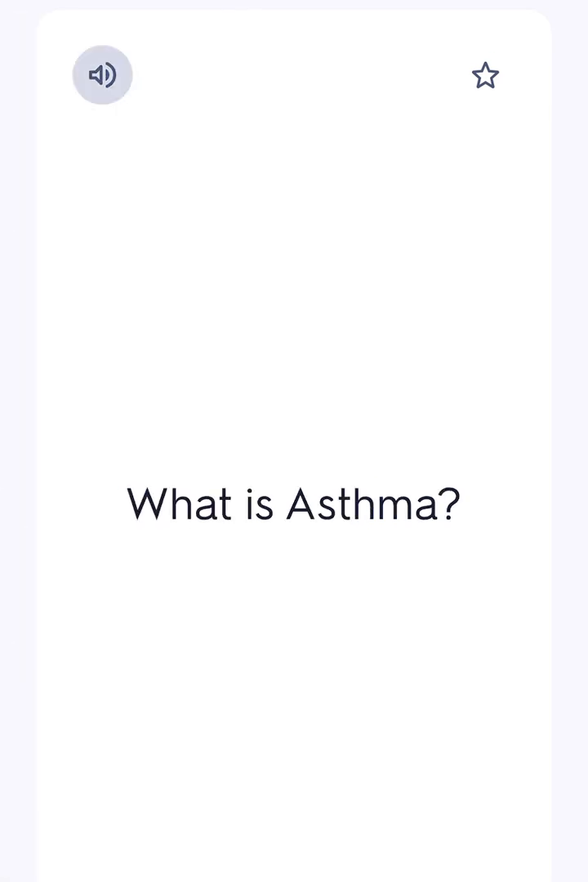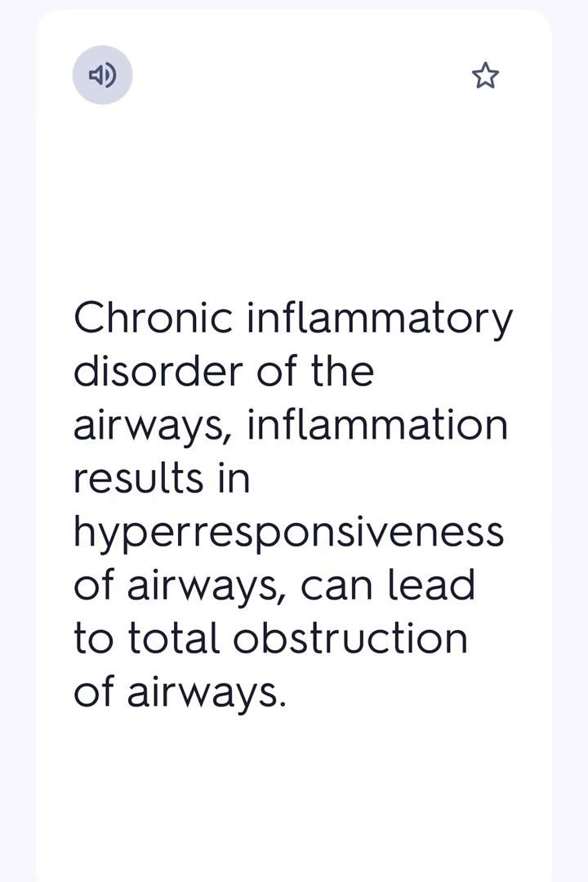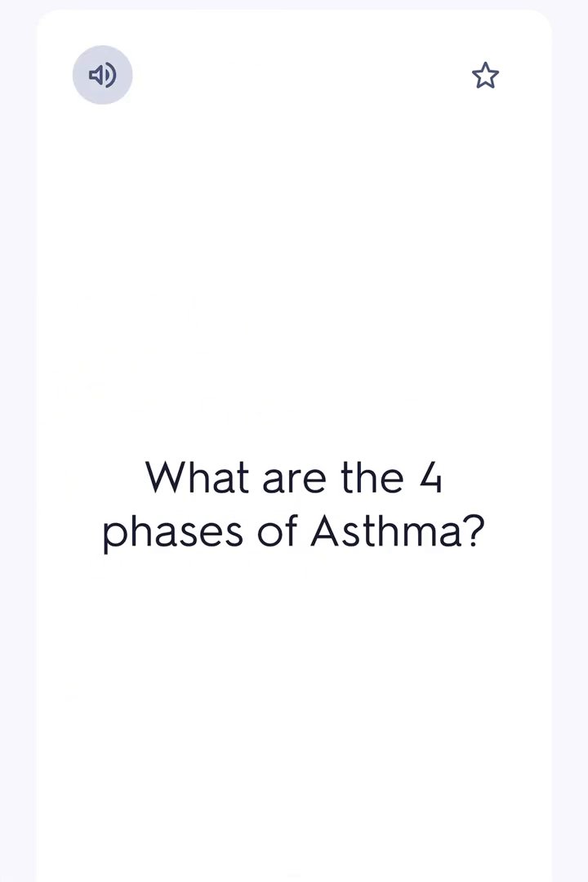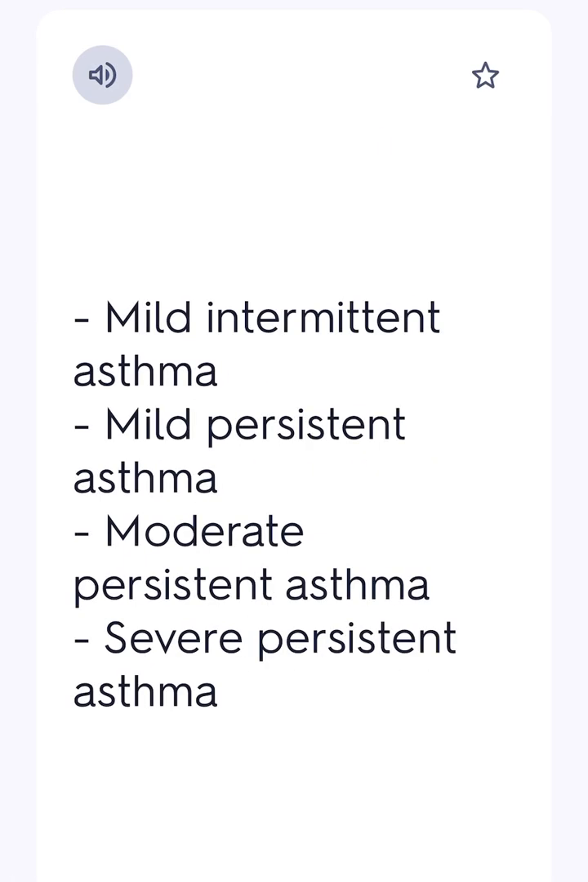What is asthma? Chronic inflammatory disorder of the airways. Inflammation results in hyperresponsiveness of airways, can lead to total obstruction of airways. What are the 4 phases of asthma? Mild intermittent asthma, mild persistent asthma, moderate persistent asthma, severe persistent asthma.